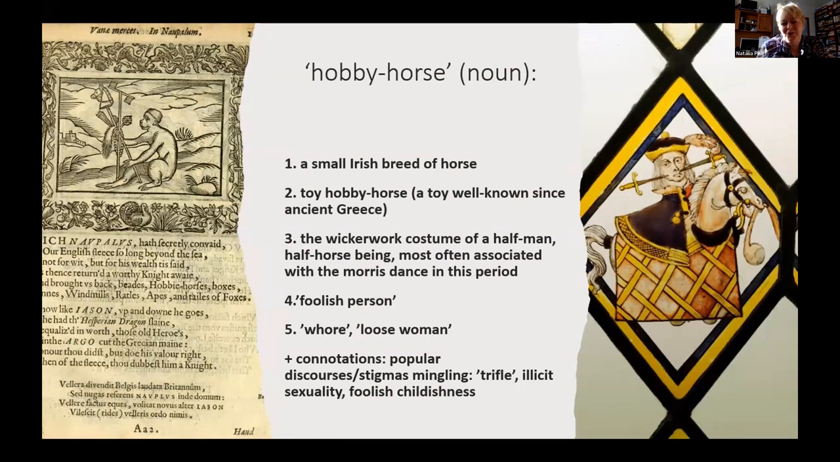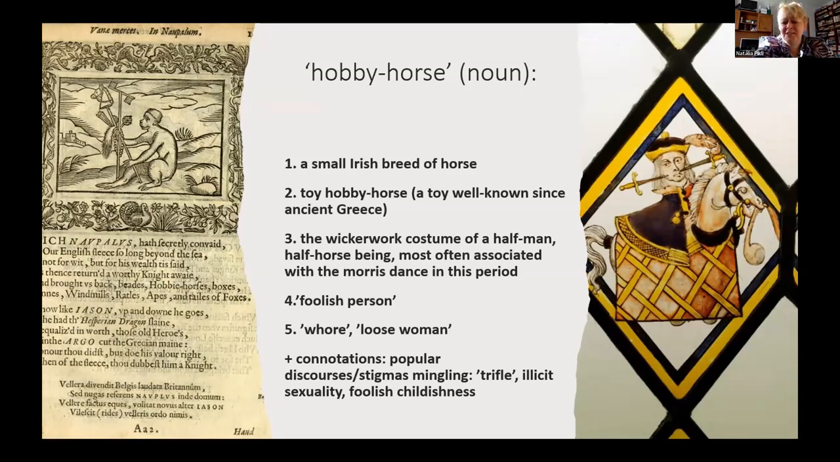First of all, it could refer to a horse, just a type of horse. It was a small Irish breed of horse, and in this meaning, it appeared in horse riding manuals by Gervase Markham and other texts of the time. It could refer to the children's toy that you can see in the left-hand side picture. This is an emblem book actually by Henry Peacham, and you can see the toy hobby horse. Or it could refer to the Morris dance character, which appeared either in the Morris dance or not in the Morris dance, but individually.